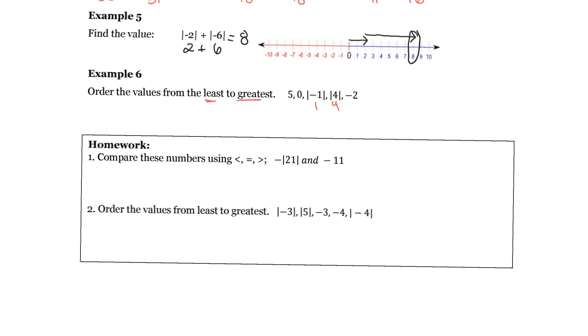So what's the least largest number? That's negative 2. What's the second least largest number? That should be 0. All right. Then the next one should be the absolute value of negative 1. Because remember, that's equal to 1. And then it should be the absolute value of 4. And last thing should be number 5.